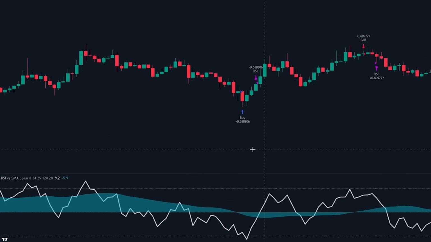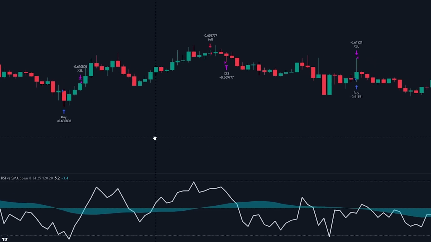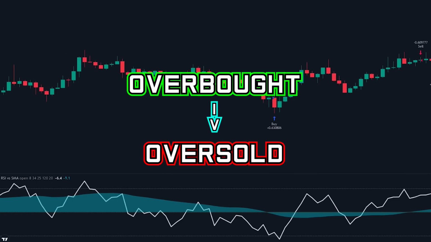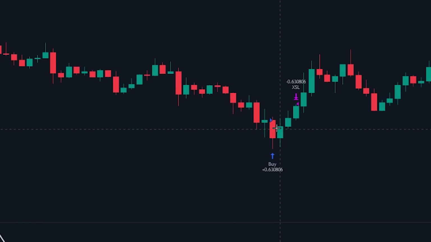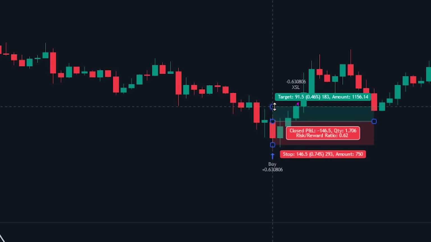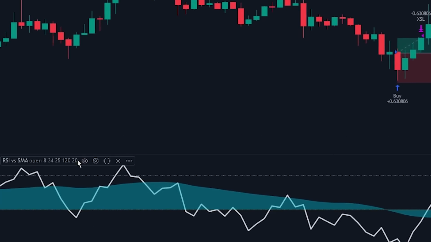As you can see, the value of the moving average area went from positive to negative. This indicates that the market is going from overbought to oversold. This causes the script to enter into a buy position. Now you might be wondering where to put the stop loss. Well, the script actually uses a trailing stop loss, which can be seen in the indicator settings.